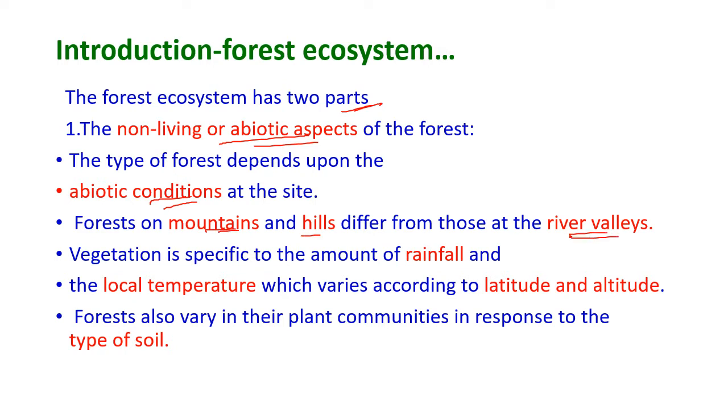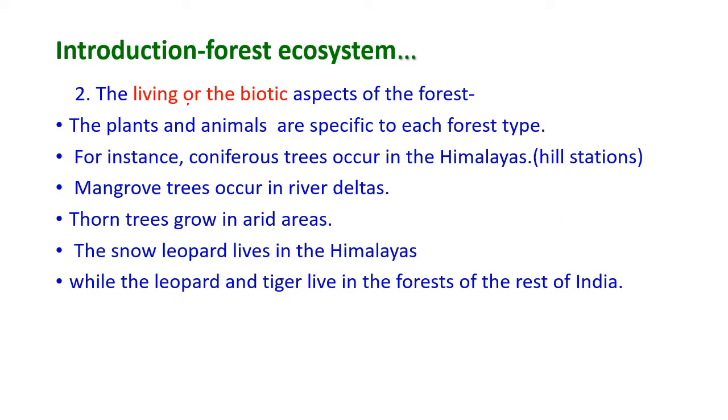And the vegetation is specific to the amount of rainfall of the particular region and the local temperature, which varies according to the latitude and altitude. And forests also vary in their plant communities in response to the type of soil also. The second one is the living or biotic aspects of the forest.